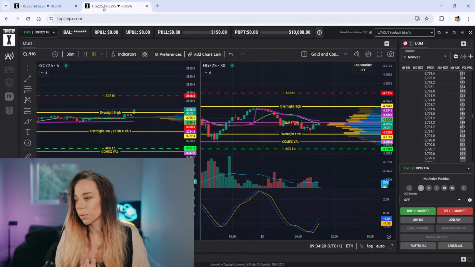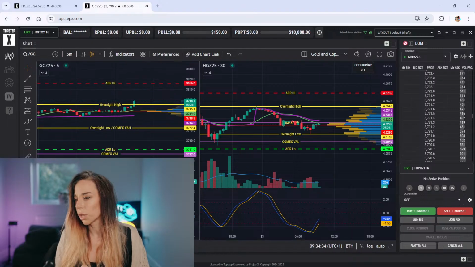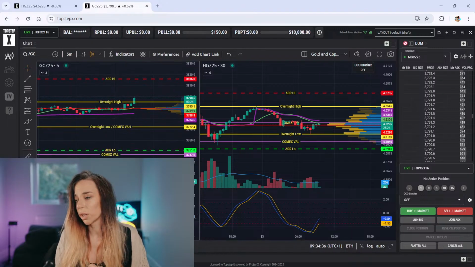All right, so where the overnight high is on gold at the moment, they're trying to go above that. I would say that the volume is actually growing right now. So this is probably not a fake out at this time of the day.